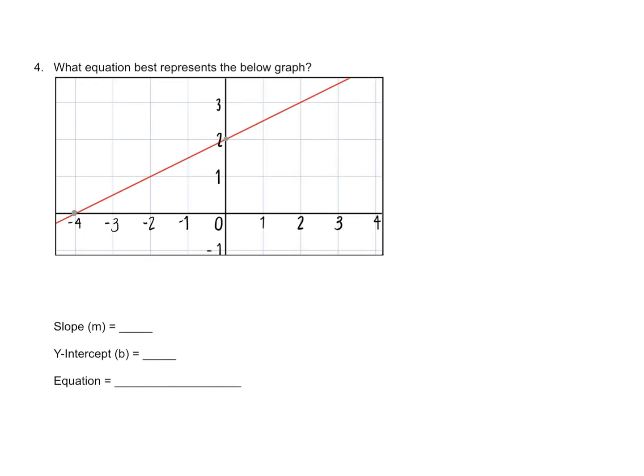Question 4 is also having us write an equation from a graph, so we're going to start by finding rise over run between two perfect points. Our perfect points can be found here and here, so let's see what we have to do to get from this leftmost point to the rightmost. To get from negative 4, 0, we would have to go up 2. Because that's a positive shift, that's going to be a positive 2. And then we would have to go to the right 1, 2, 3, 4. So that is a positive 4. When we simplify this down, that gives us a slope of 1/2.